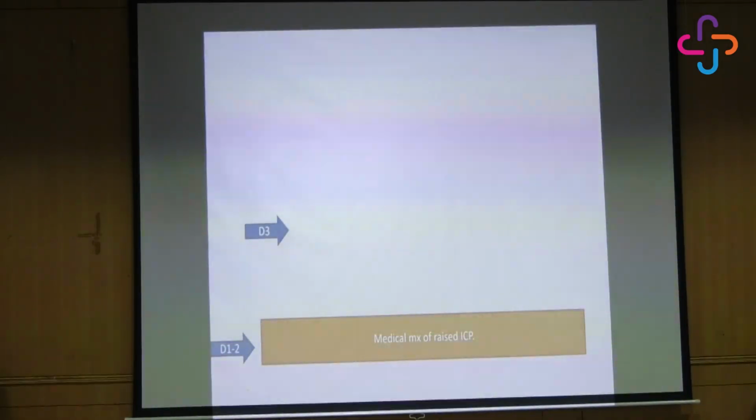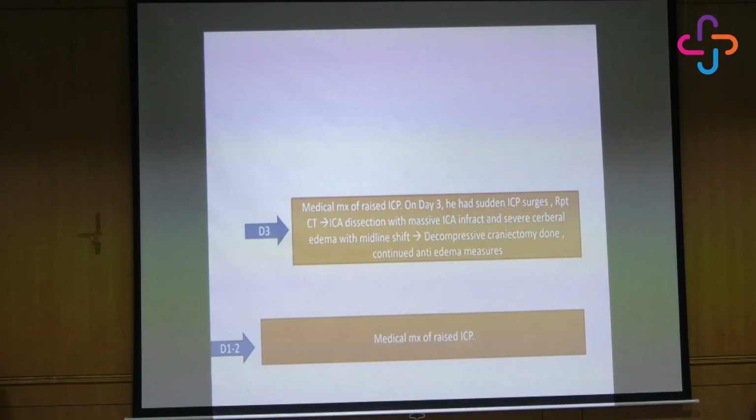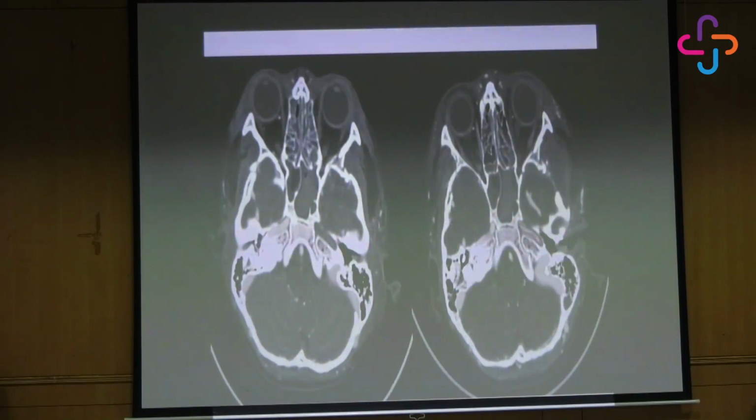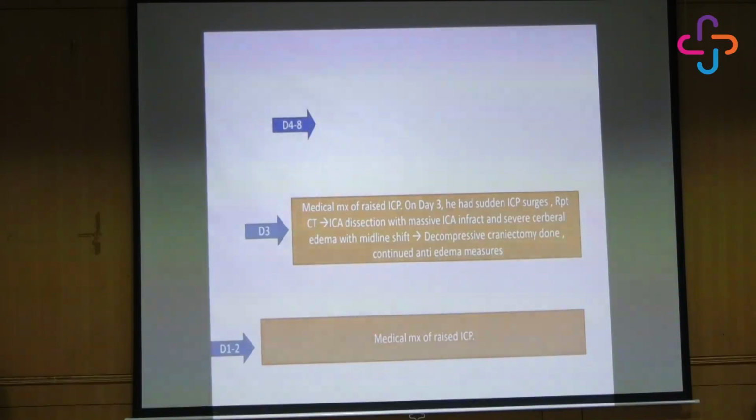And on day 3, the child had a sudden rise of ICP. CT was taken, which showed a large frontoparietal infarct with midline shift and a devastating ICA infarct, probably due to dissection. Here on the CT there is complete absence of the carotid on the left side, and a thin rim of contrast flow through the carotid artery due to dissection. And the child was taken up for decompressive craniectomy.